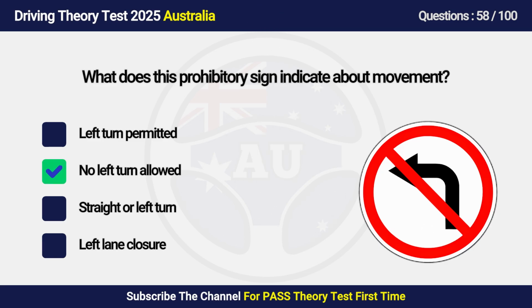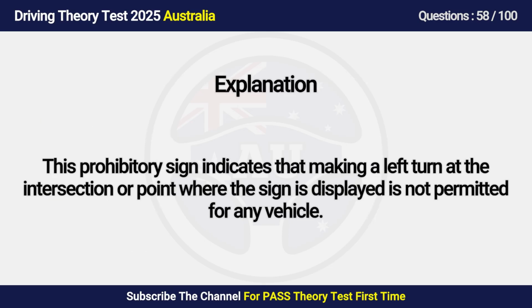Answers is B. No left turn allowed. This prohibitory sign indicates that making a left turn at the intersection, or point where the sign is displayed, is not permitted for any vehicle.